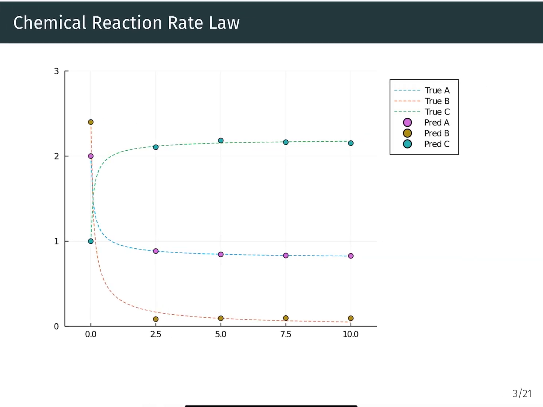Another example is a chemical reaction rate law. Here we have three different species, two reactants and one product, and we can see the reaction progressing through time. Again, the true values are the dotted lines. This dotted line represents the actual true progression of the reaction, and the dots are what our neural ODE predicted after we trained it on just 5 points.